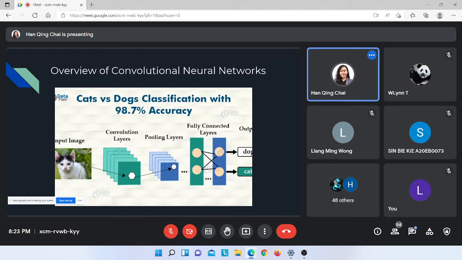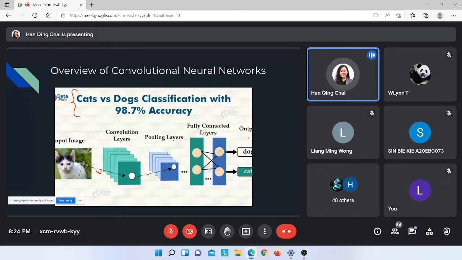Okay, so we learned a lot of theories and concepts just now. Now we're going to look at an example of cat versus dog classification with 98.7% accuracy, and you can find some of those data sets online. So how does it work? Using the concept that we learned just now, we're going to input an image. This is going to be the input, and this part is going to be the weights. After that, it will go through some layers, activation functions, convolutional layers, pooling layers, fully connected layers, etc. We will learn more about this, but I won't talk about a lot of it in today's session because the time is quite limited.